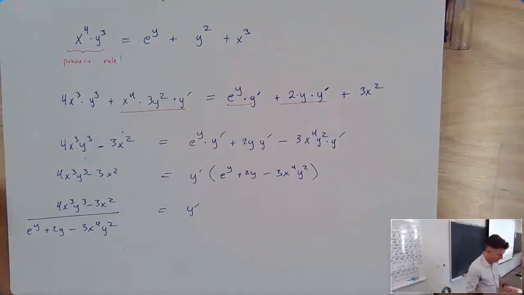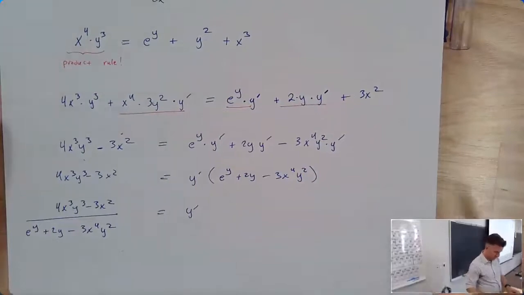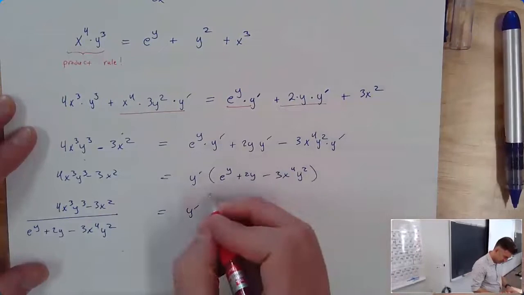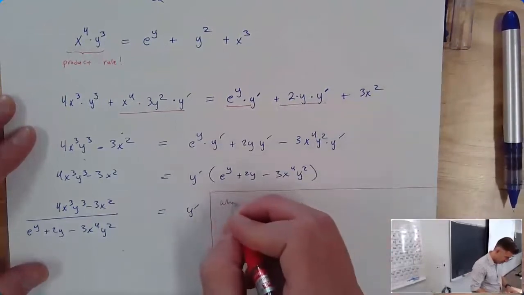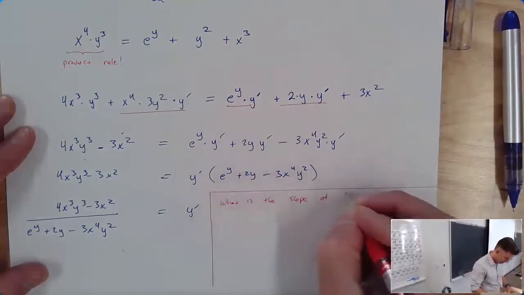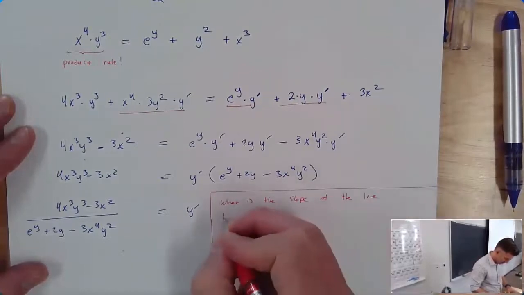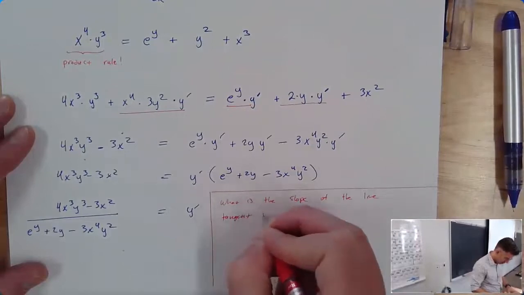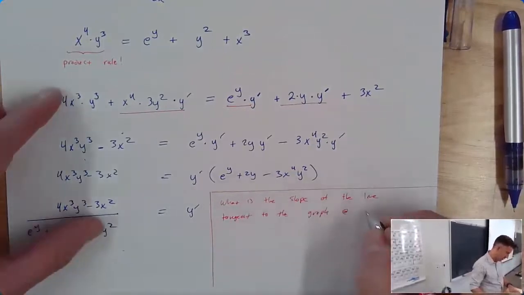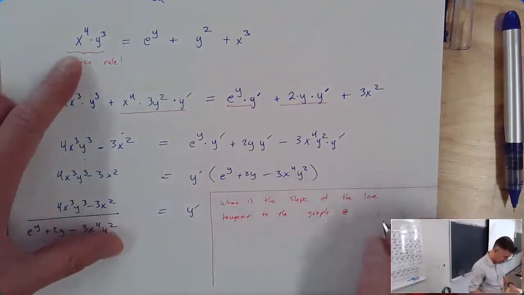As a follow-up, I want to point out, we could totally ask, what is the slope of the line tangent to the graph at the point, well, that was a good point here, 0, -1.